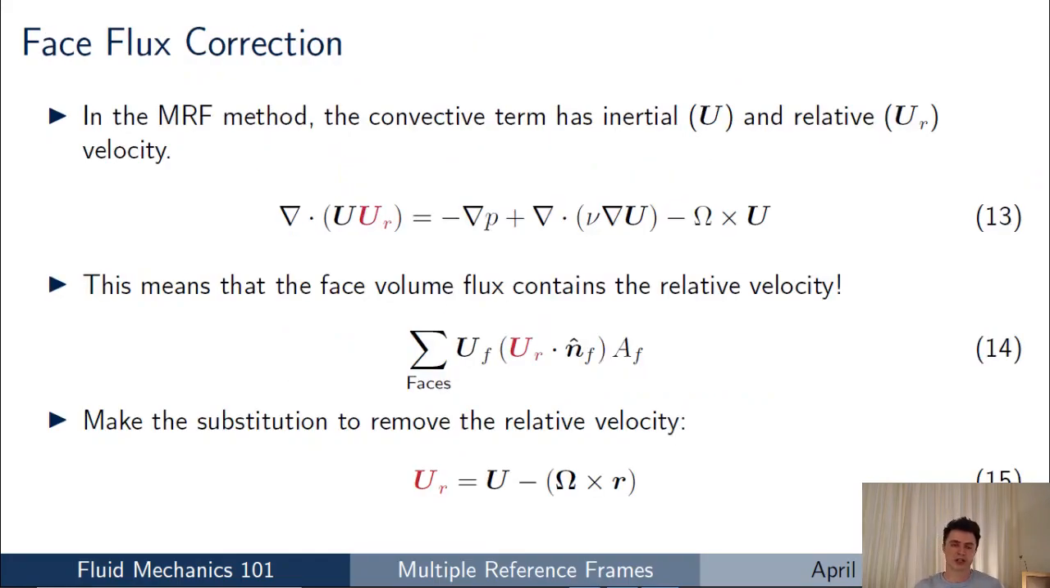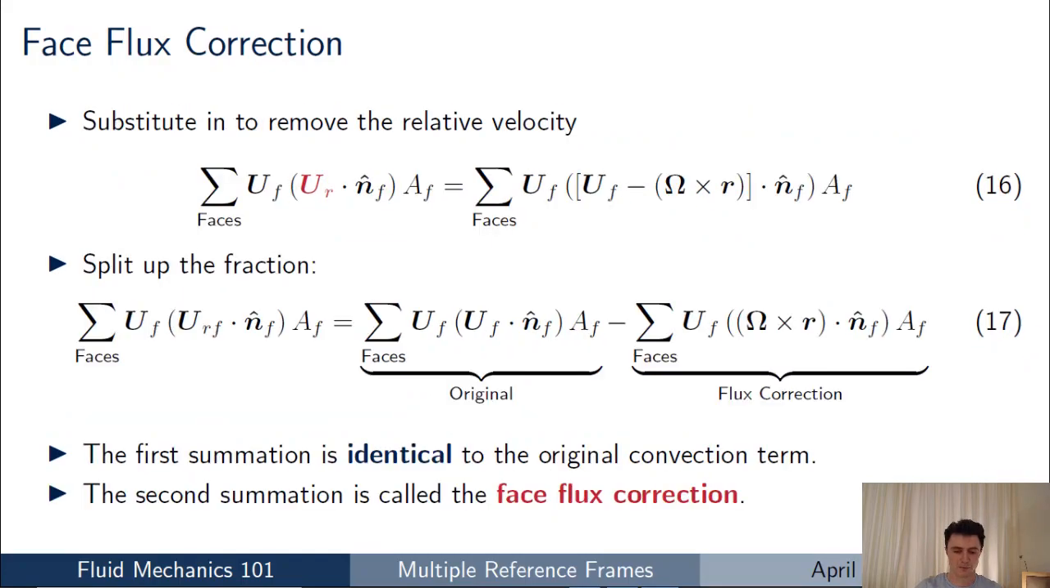But for now, all we're interested in is looking at how the convection term changes when we're using the MRF approach. And remember that in the MRF approach, we've now got the global velocity and the relative velocity in that convection term in equation 13. If we go back to the finite volume derivation that we've just done, what we see is that the volume flux now contains the relative velocity in red rather than the global velocity. And the way that we account for that in the MRF approach is by making the same substitution that we did before. That means substituting in for the relative velocity in equation 15 into equation 14.